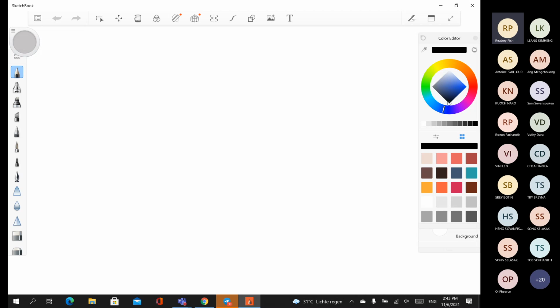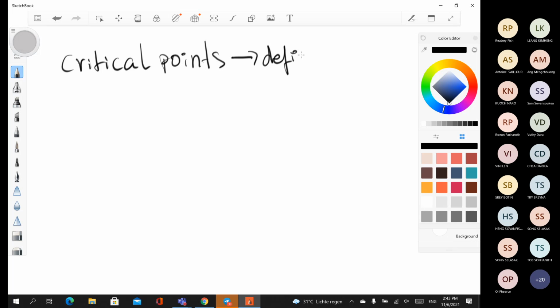Okay. Normally, when you talk about the critical point, critical points, I just put points with an S because there can be multiple points. We can define system notions.